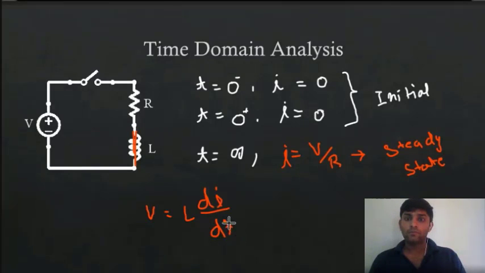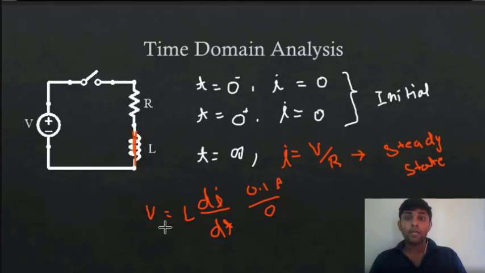L di by dt. So if there is any change at t equal to 0, a very small change in current, suppose a change of 0.1 ampere, for example, and we are taking this change at t equal to 0, then this will become infinite. This will become infinite, meaning your inductor will vanish. So this is the property of the inductor.